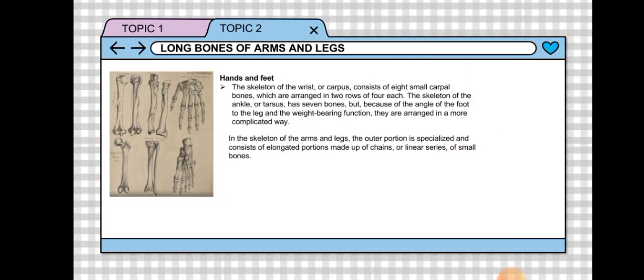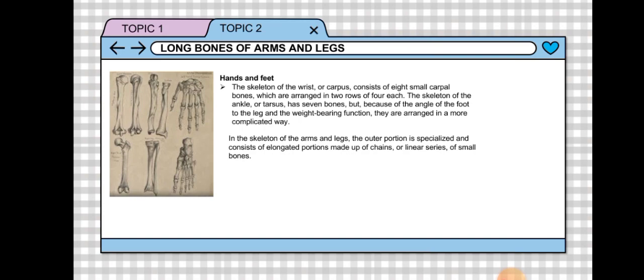So next are the hands and feet. The skeleton of the wrist or carpus consists of 8 small carpal bones, which are arranged in 2 rows of 4 each. The skeleton of the ankle or tarsus has 7 bones, but because of the angle of the foot to the leg and the weight-bearing function, they are arranged in a more complicated way.